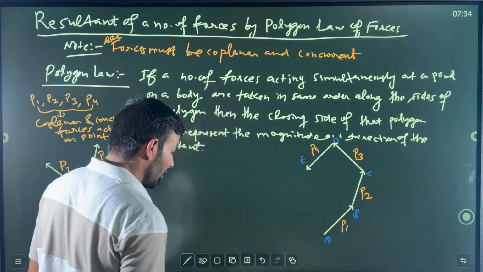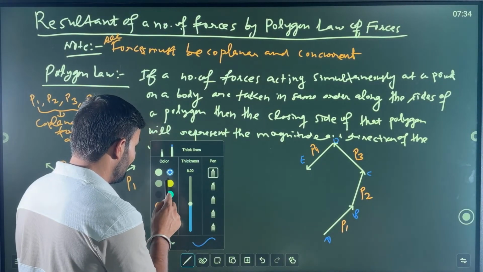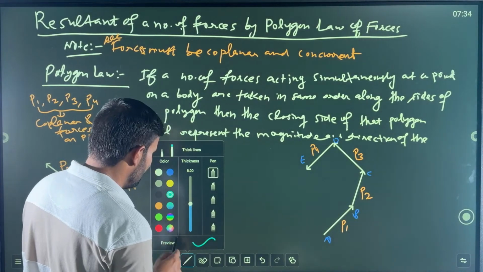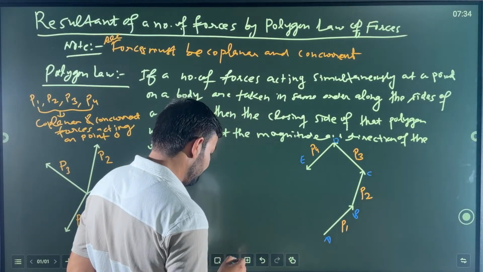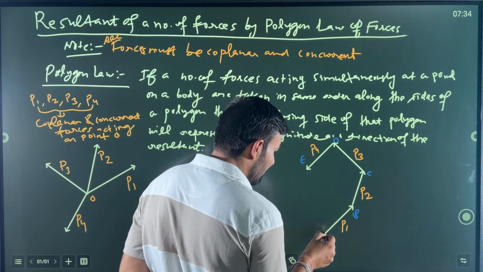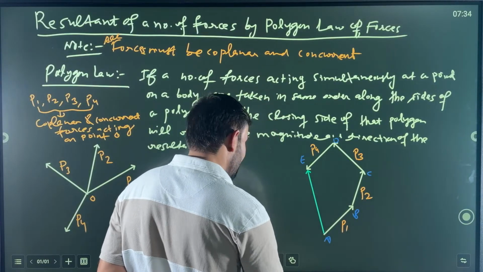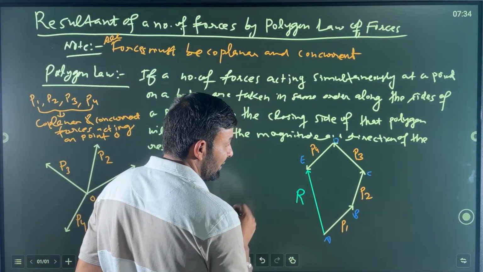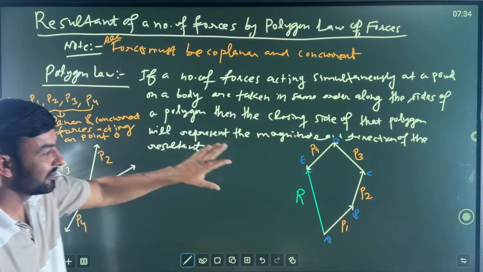Okay. Now, very important that we take it in a somewhat different color. So, okay, this color. So now join this with this, my dear friends. Be careful. Now what is this? This is the resultant R, my dear friends. So this is polygon law, my dear friends.